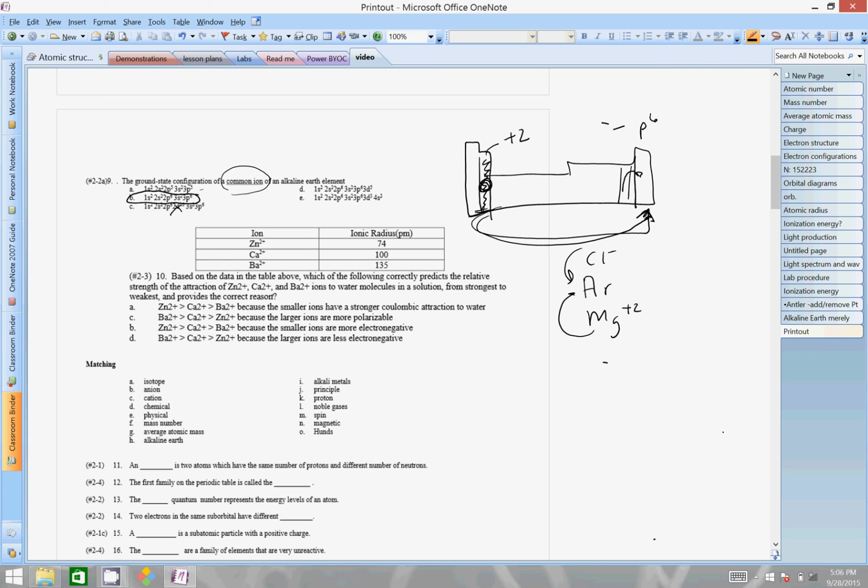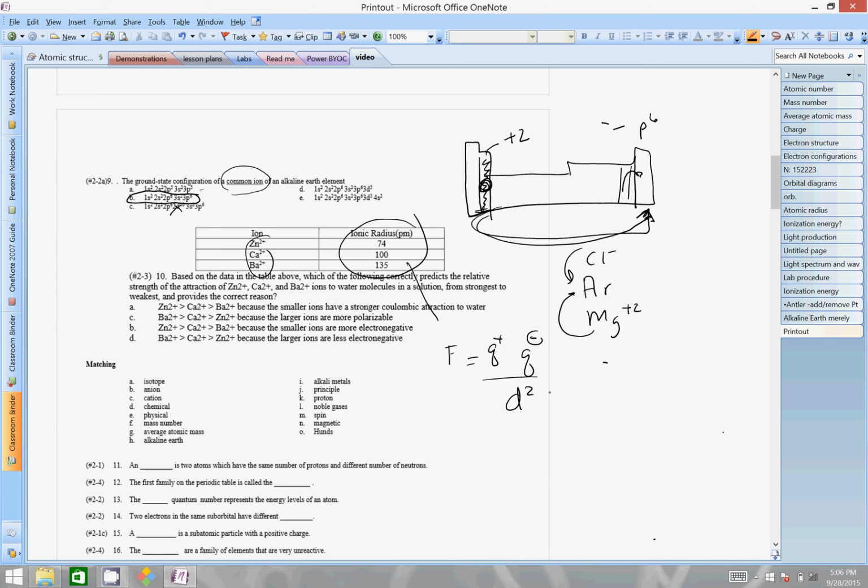Based on the data table above, which of the following correctly predicts the relative strength of attraction of zinc, calcium, and barium ions to water molecules in a solution from strongest to weakest? Again, we're looking at just the size of the atom. This is a Coulomb's law problem. Force equals the charge of the positive item, which is this guy, and water has a negative on it, and then the distance between them.